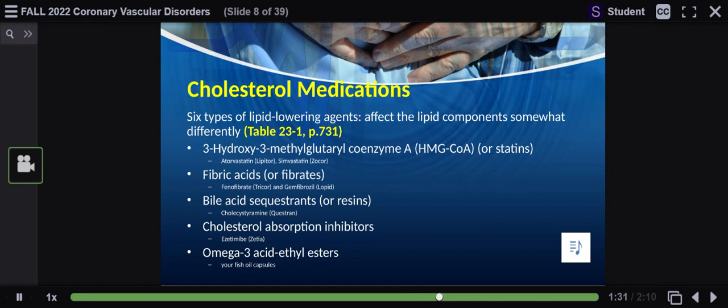We also have the fibric acids or the fibrates. Medications are fenofibrate or your Tricor and gemfibrozil, which is Lopid. So these are examples of the fibric acids. The other one is the bile acid sequestrants or resins, and medications such as cholestyramine or Questran, and cholesterol absorption inhibitors like ezetimibe, with Zetia as the brand name. We also have the omega-3 acid ethyl esters, also known as your fish oil capsules.